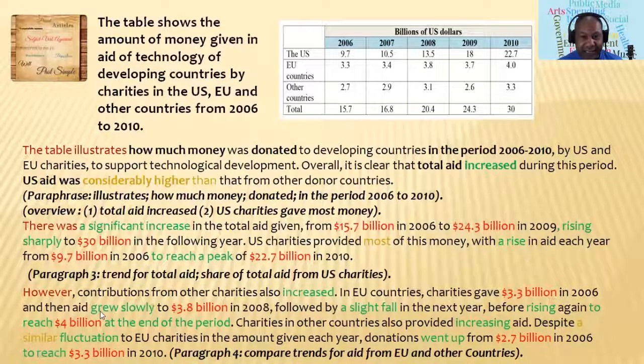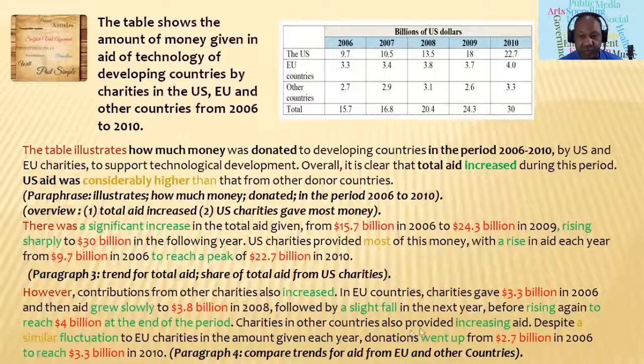And then aid grew slowly to 3.8 billion in 2008. Okay, so it's only gone up $500 million. So that slowly grew, followed by a slight fall in the next year, down to 3.7. So it's a slight fall before rising again to reach 4 billion at the end of the period.